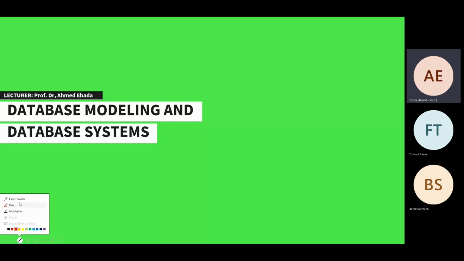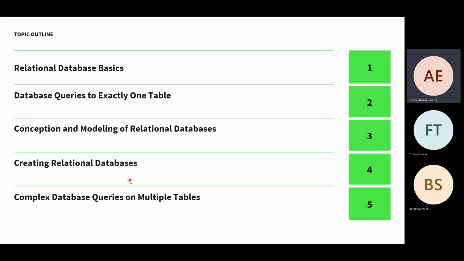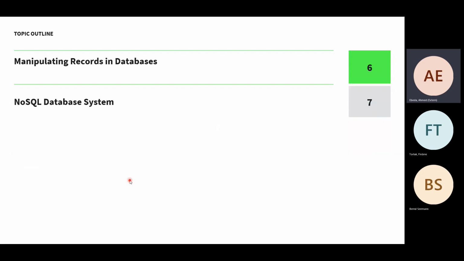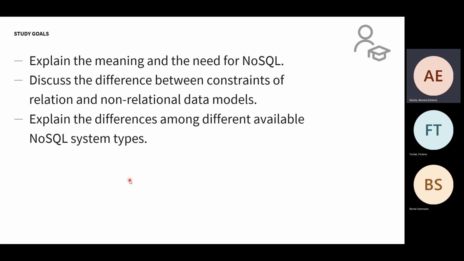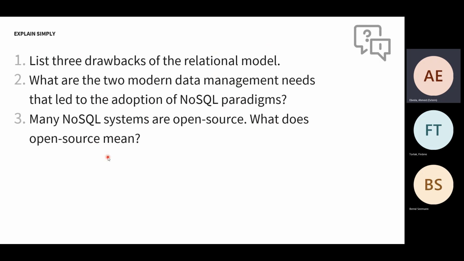Okay, so let's get started with this really very interesting topic. This unit 7, not only SQL database systems. So the study goals for today: to understand the meaning and the need for not only SQL, discuss the difference between constraint of relation and the non-relational data models, explain the difference among different available not only SQL system types.